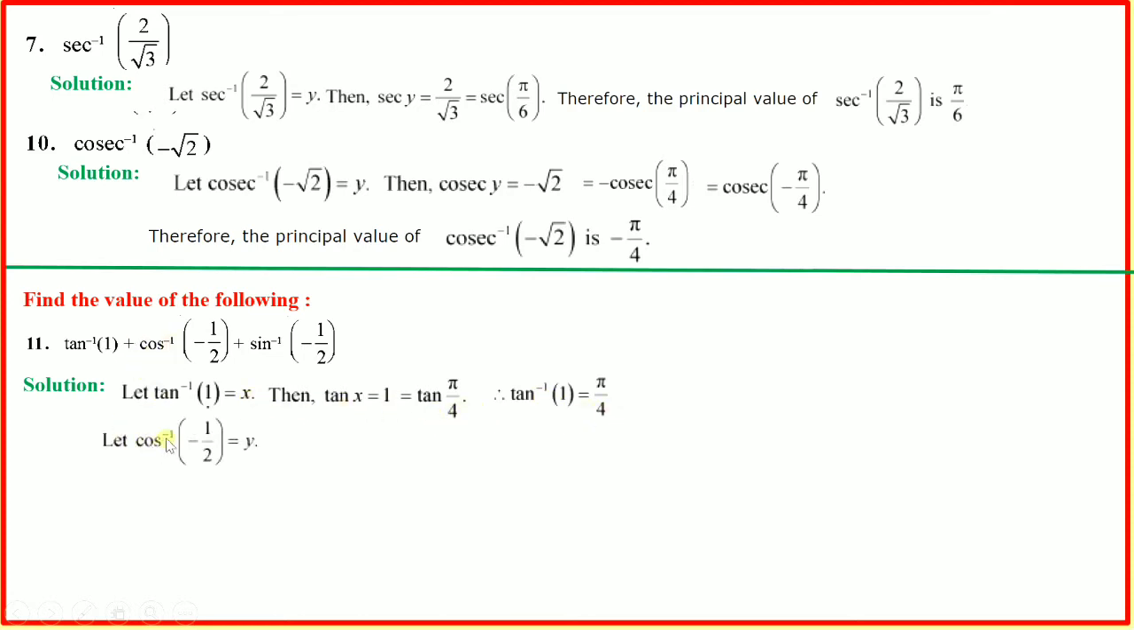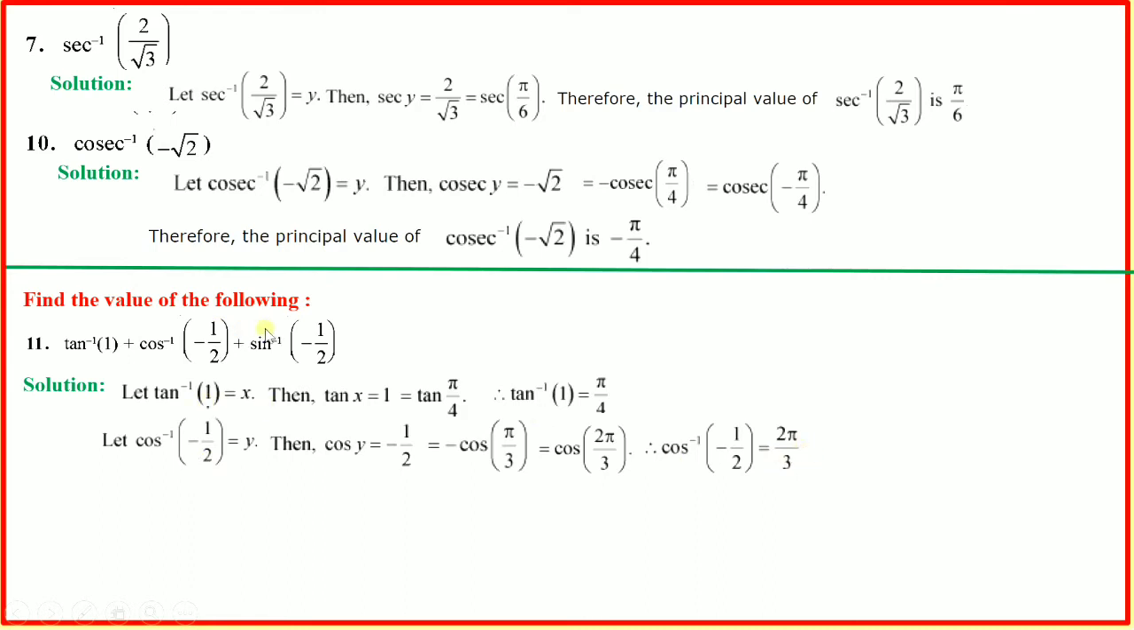Second one: let cos inverse minus 1 by 2 be equal to y. That means cos y equals minus 1 by 2. Then cos of 60 degrees gives 1 by 2, but since it is negative, we need to go a little further. So we will move towards the second quadrant, as in the second quadrant cos is negative. Therefore cos 2 pi by 3 is equal to minus 1 by 2. So y is equal to 2 pi by 3. Y means cos inverse minus 1 by 2.